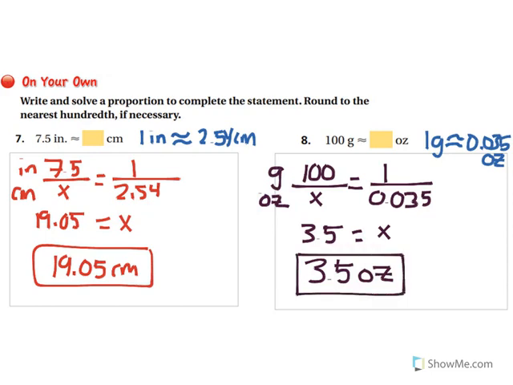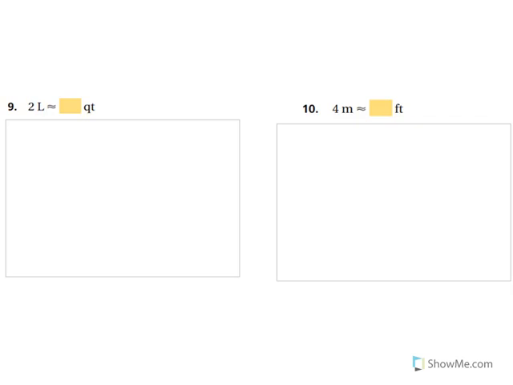All right, so let's go ahead and try our next and final two. So here we have liters to quarts. So I'll tell you that 1 liter is equal to 1.06 quarts. And then 1 meter is equal to 3.28 feet. Okay, so you guys give these two problems a try, and then we will be all done.